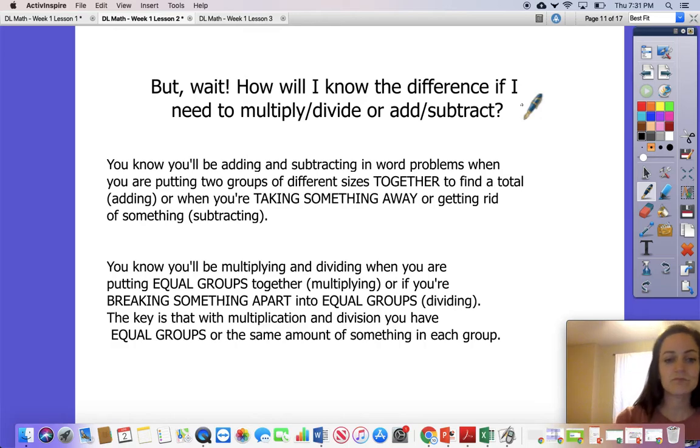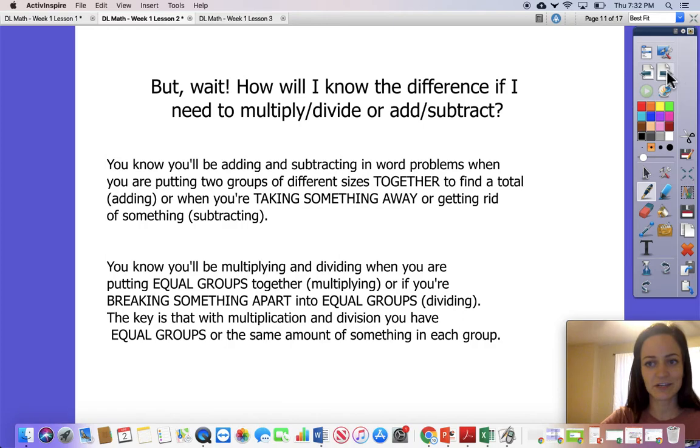You know you'll be multiplying and dividing when you're putting equal groups together. So equal groups means the same amount of something in each group. So we're multiplying when we're putting a whole bunch of groups together. 6 groups of 3, right? We're putting groups together. And we know that we're dividing when we have a total and we're breaking it apart into equal groups. We're saying there's the same amount in each group, we're dividing, okay? The key with multiplication and division is that you have equal groups. It's the same amount in each group.